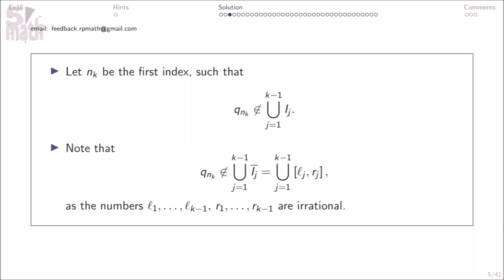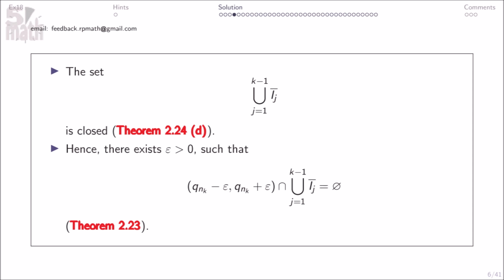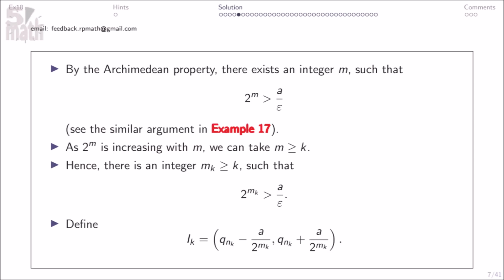Let nk be the first index such that this. Note that this, as the numbers are irrational. The set is closed, Theorem 2.24d. Hence there exists epsilon greater than 0 such that this, Theorem 2.23. By the Archimedean property, there exists an integer m such that 2 to the m greater than a over epsilon. See the similar argument in example 17.